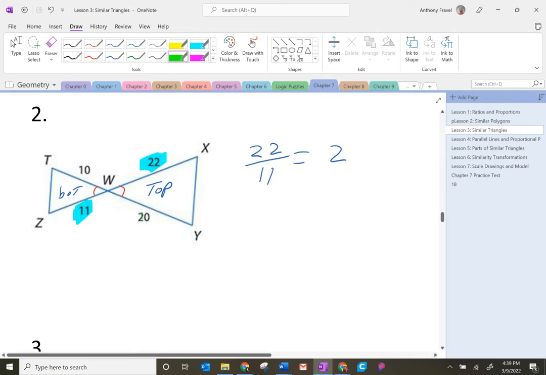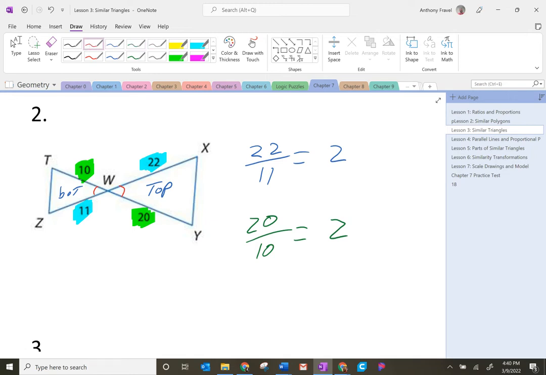Now I'm going to look for the smallest side. The smallest side for this one is going to be 20. The smallest side for this one will be 10. So setting them up in a fraction, I'm still going to have 20 on the top. 10 will be on the bottom. I'm going to divide those together. That gives me 2 as well.